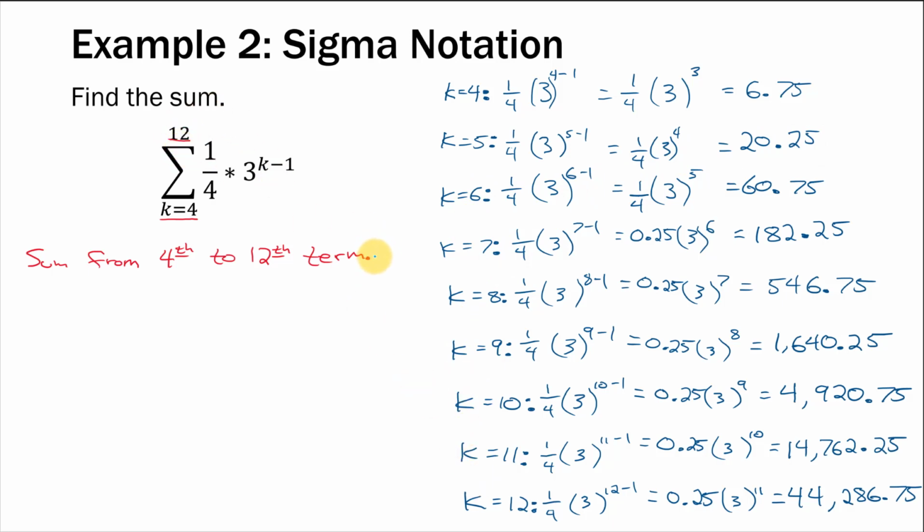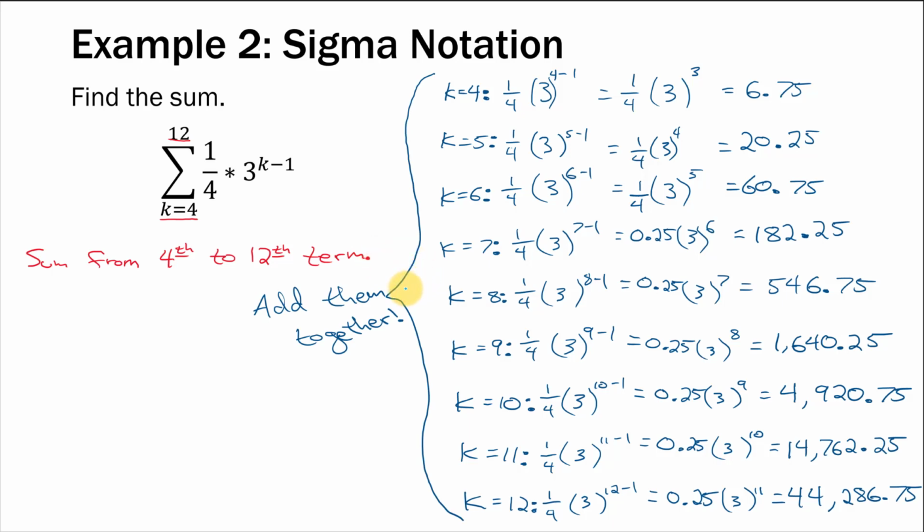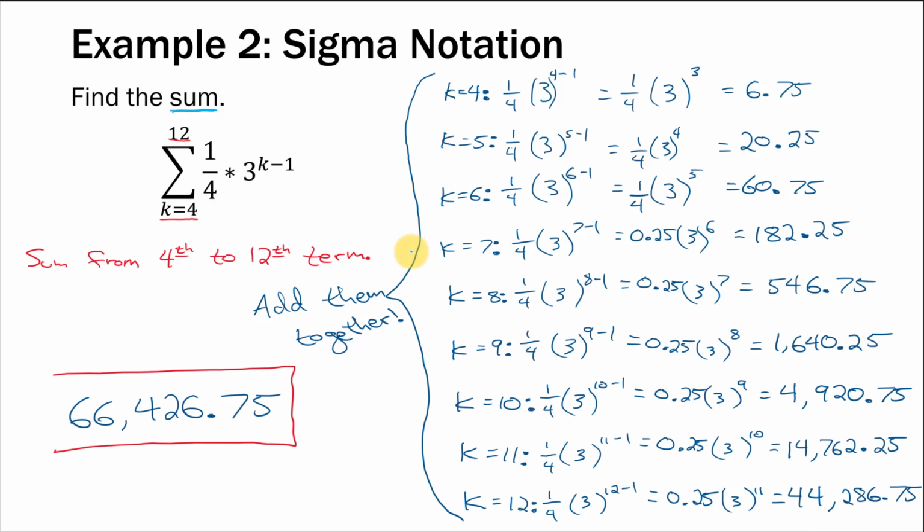Okay, so now I have all these terms, so we just need to add them all together. Okay, since this is the sum, right? Sigma notation tells us it's the sum that we're looking for. Okay, we're going to add all of these together. So you can just add all of them together in your calculator and you will find that we have a sum of 66,426.75.